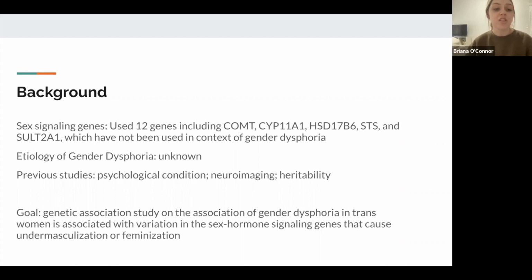A lot of early research focused on a more psychological component, such as family dynamics. But neuroimaging studies have showed specific regions in the brain that are more similar of trans women to the brains of cis women, and also heritability through twin studies has been noted and suggests a genetic component. And there have been other studies identifying gene associations, but a lot of them have had really small sample sizes. So this experiment included a lot larger of a sample size.